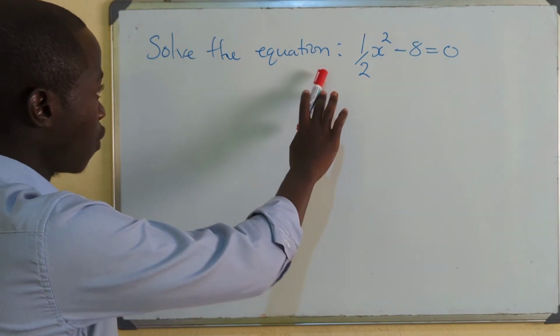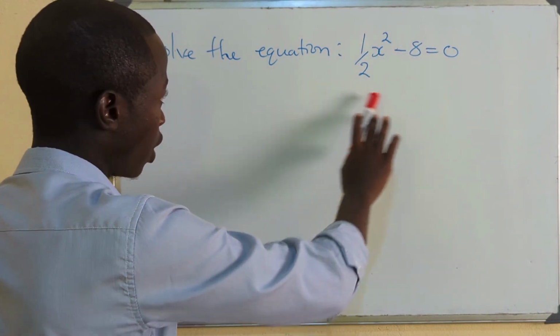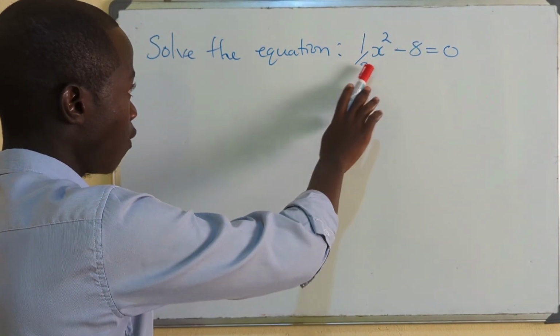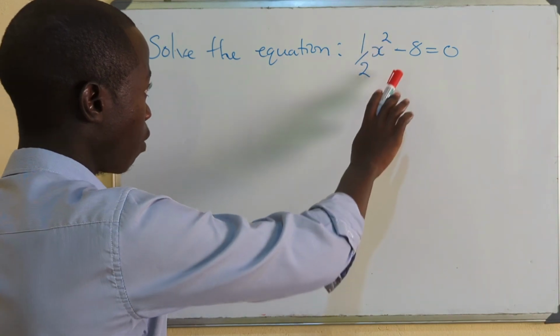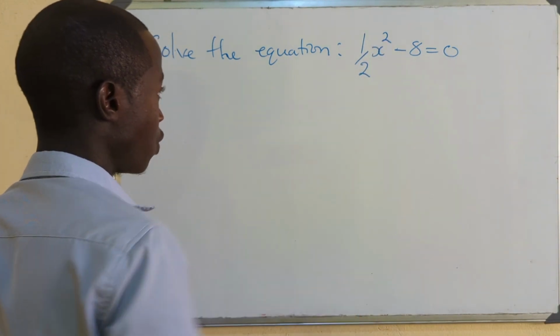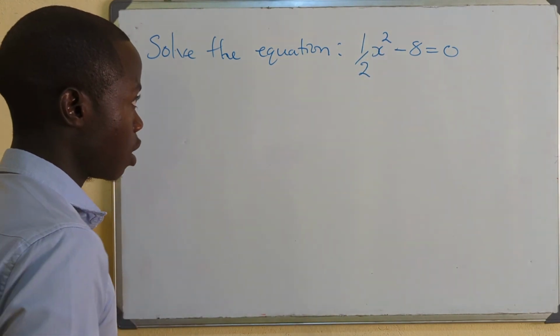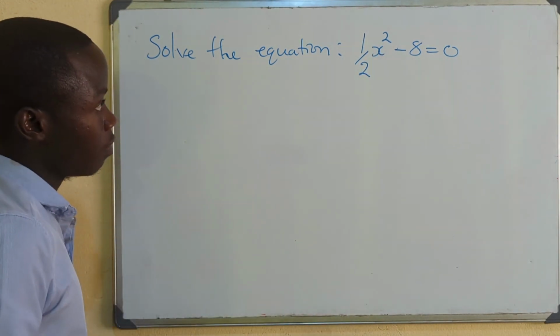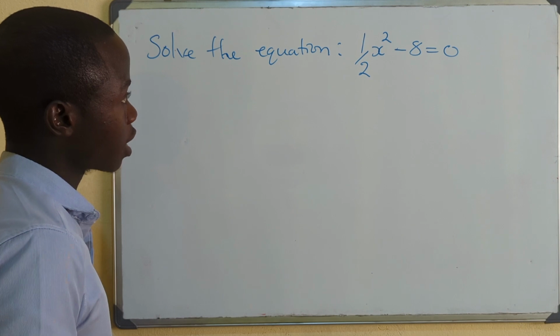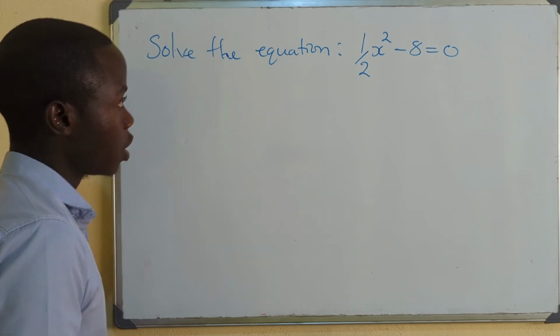In this video, we're going to solve a question under quadratic equations, and the statement says solve the equation. So this is our equation here: half x raised to the power 2 minus 8 is equal to 0. Now, how can we find the value of x? To find the value of x here, we are going to make x the subject of the formula.